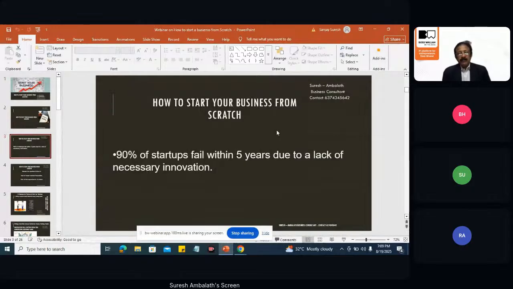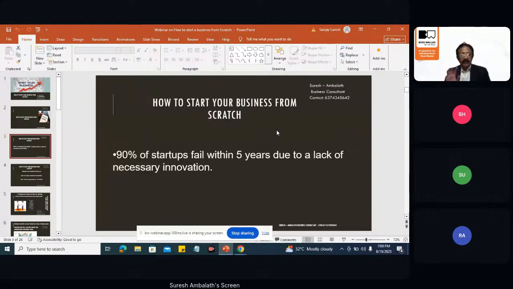90% of startups fail within 5 years because of lack of innovation, and that is the first point: lack of necessary innovation. What is innovation? Innovation is not copying others, but finding a uniqueness or finding a customer need and designing your business accordingly. There is no innovation in today's business. That is the reason for failure of 90% of startups.